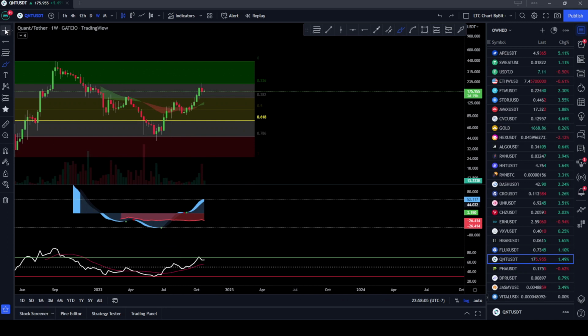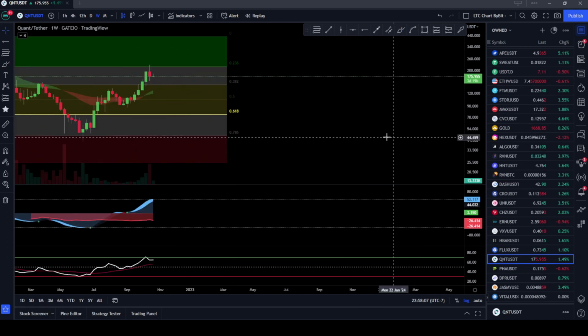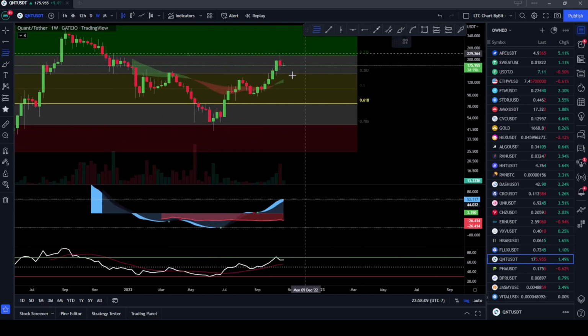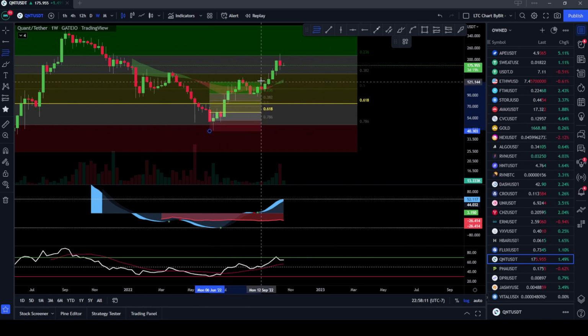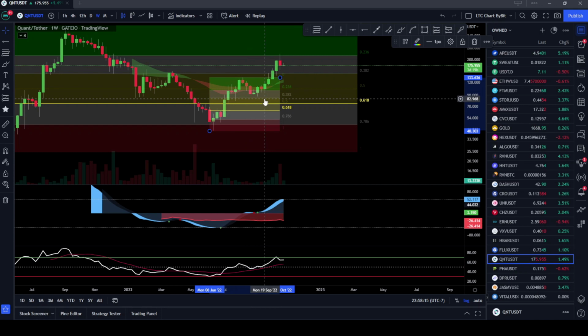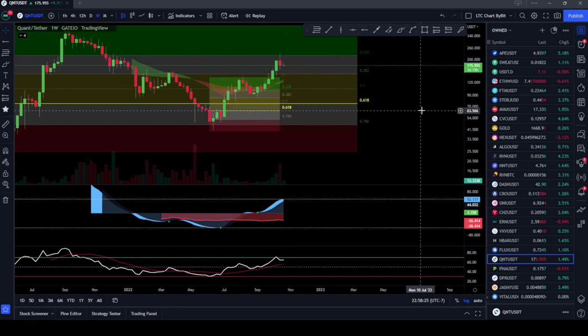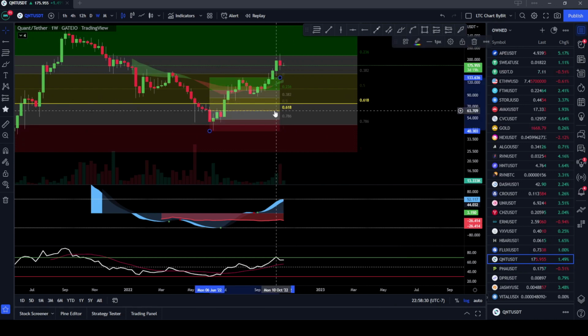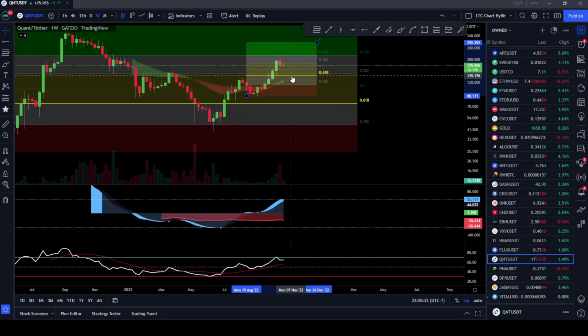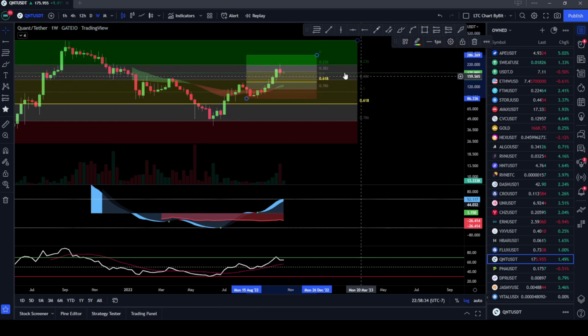Now this is the weekly, so I want to see where we found support here. Grabbing the Fibonacci from this bottom right here to this top right here, we came down and we didn't even retest the 382 on the weekly before we continued on to the upside to make a 150% move. Now that's pretty bullish. So I do expect, let's go ahead and pretend that this is the top, or the local top where we're at right now.